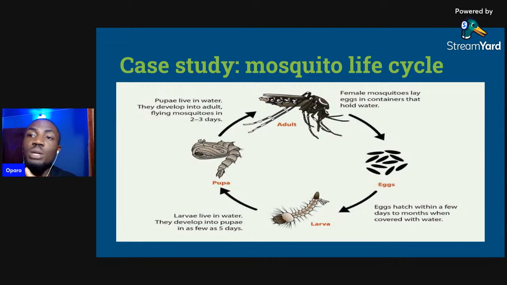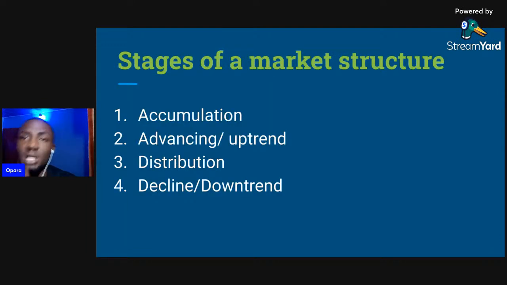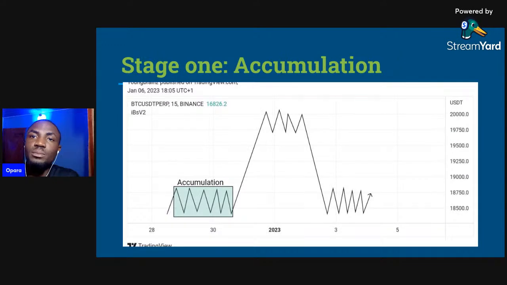So let's go into the crypto market now. Stages of the market structure. We have 4 stages of the crypto market. Some people say it's up to 7 stages, but I just collapsed everything into 4 stages. We have the accumulation, the advancing, that's the uptrend, then the distribution, and then the decline, which is the downtrend, right? So let's proceed. You can see it now.